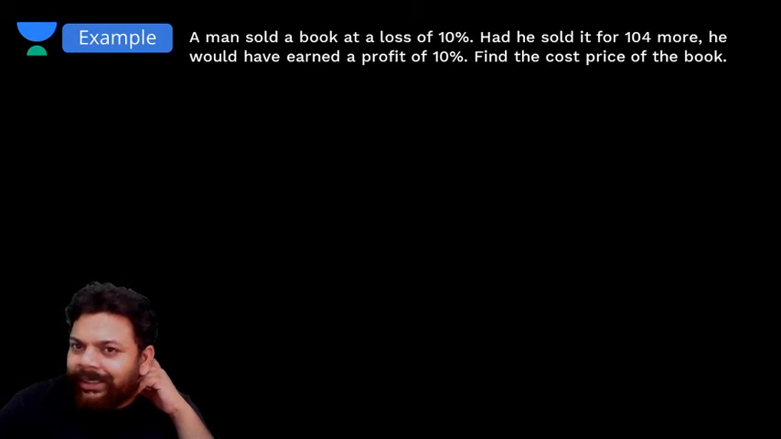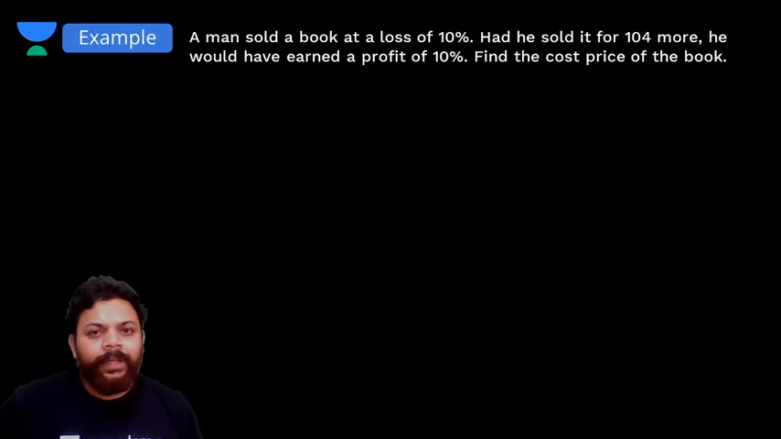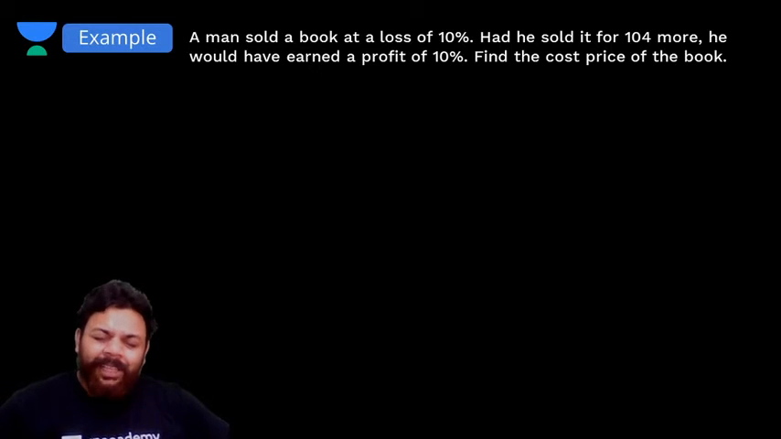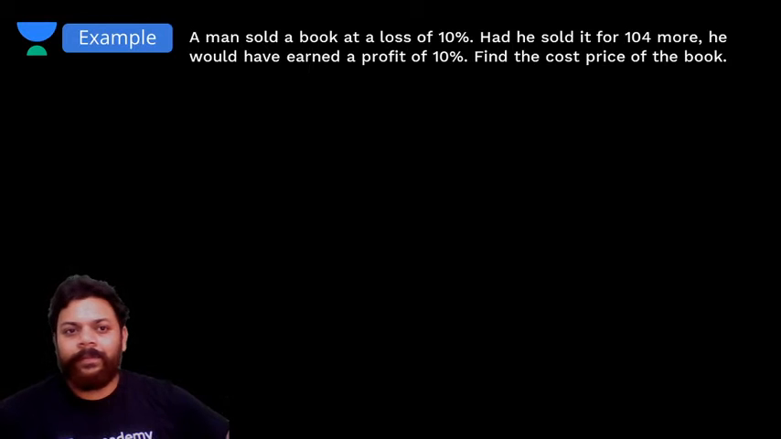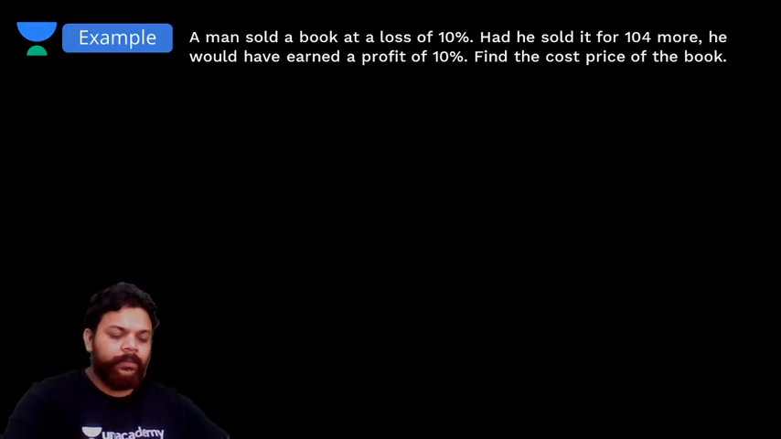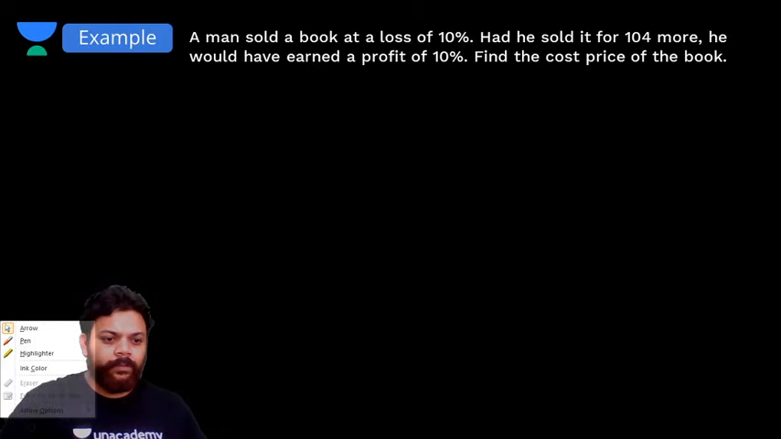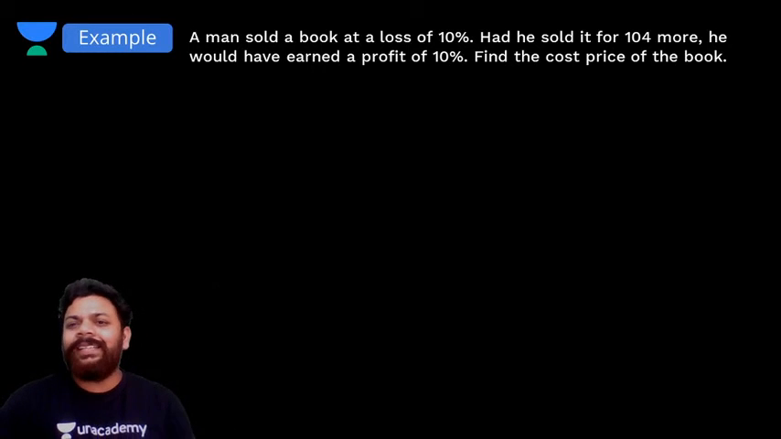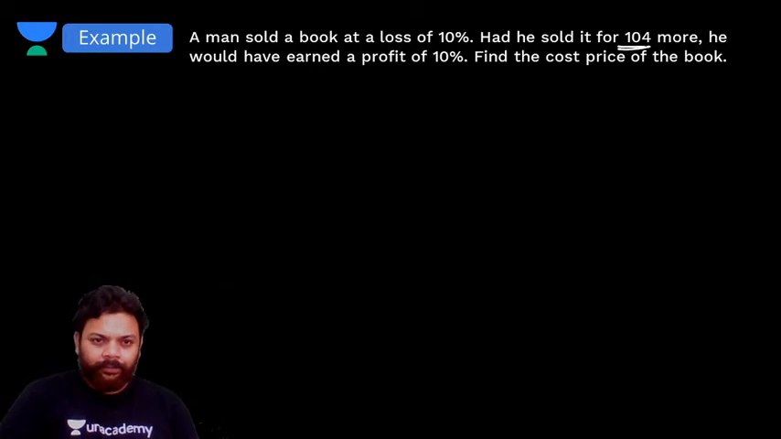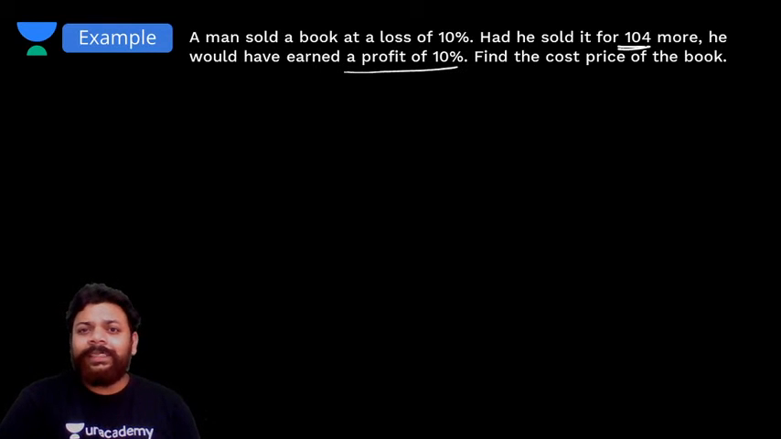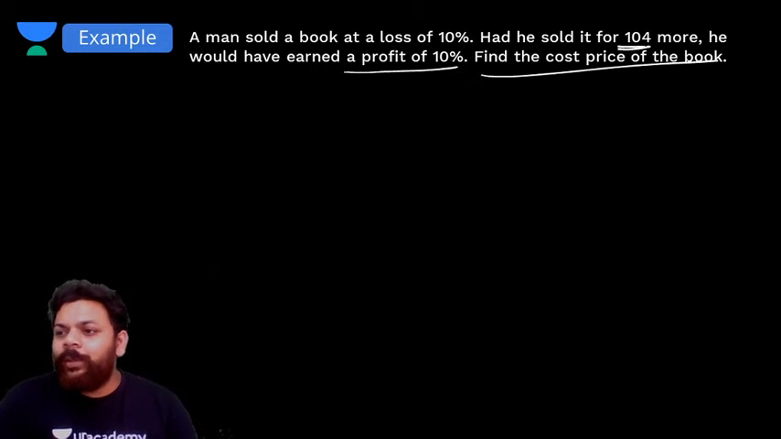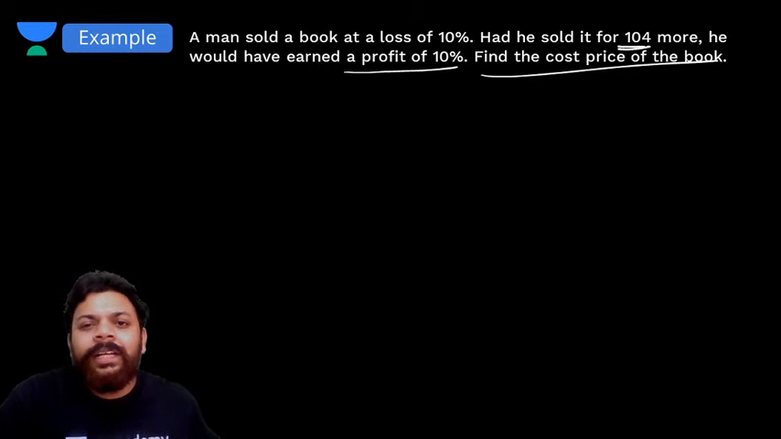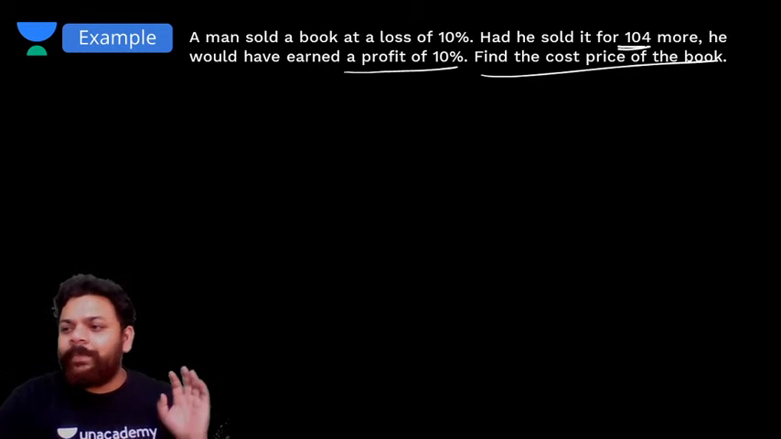So just try to answer this one, guys. This one is a very easy question. It is not that I am taking every level of question today; some are easy, some are difficult. So the question is, a man sold a book at a loss of 10%. Had he sold it for 104 more, he would have earned a profit of 10%. Find the cost price of the book. If you tell me the answer like this without using rough work and calculator, then I will definitely understand you have studied percentage well.